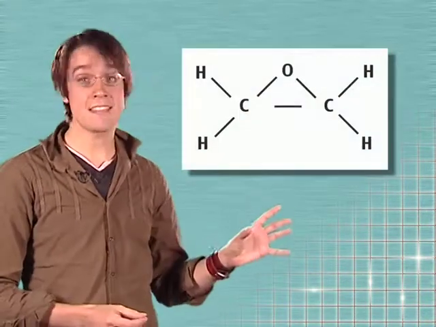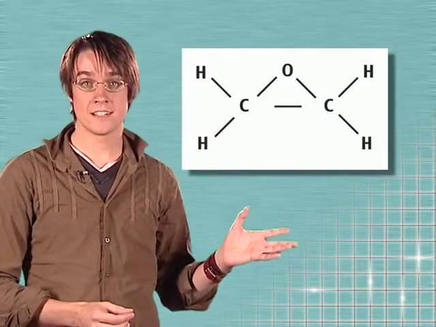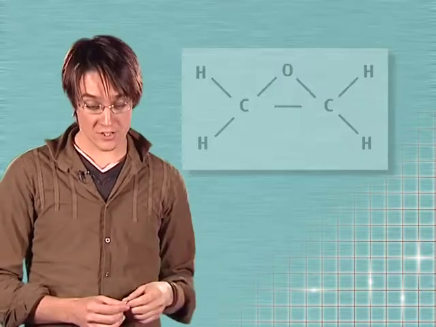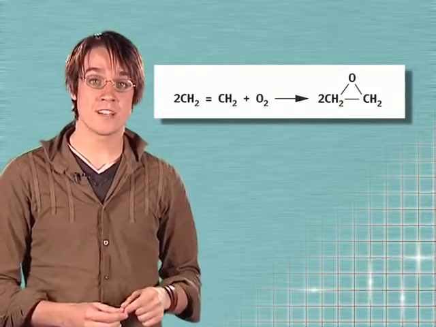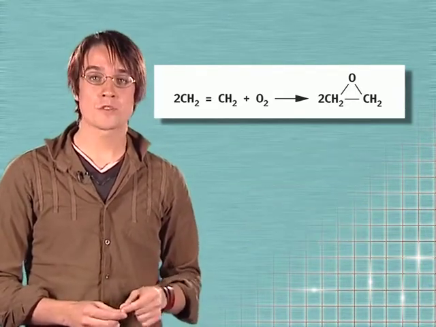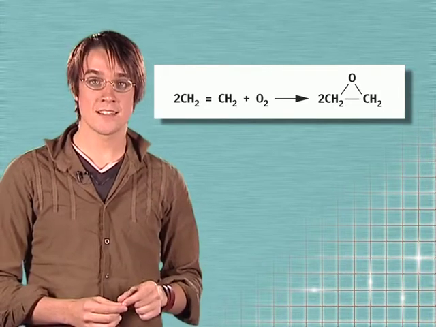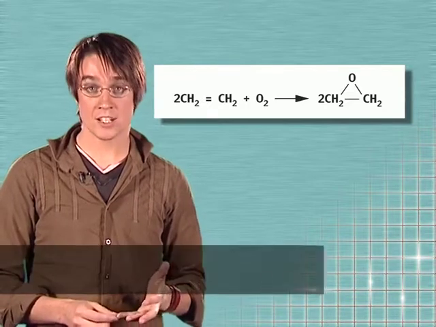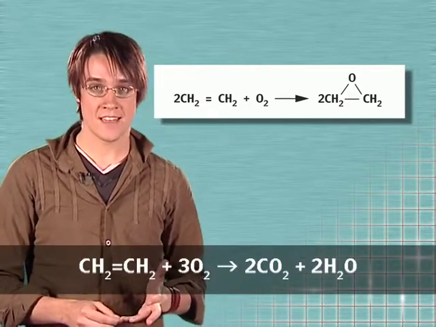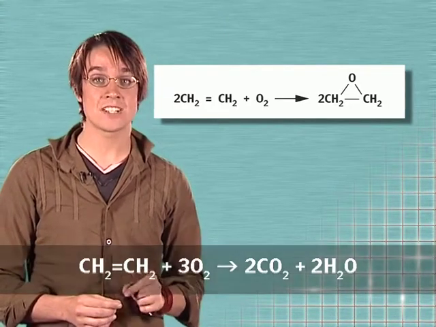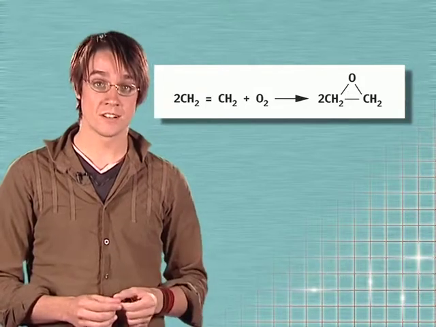Another important chemical manufactured from ethene is epoxyethane, a cyclic ether. It is produced by the partial oxidation of ethene with air, or oxygen. The conditions used to do this are a temperature of 250 to 300 degrees C, a pressure of 1 to 2 megapascals, and a silver-based catalyst. The main impurities are carbon dioxide and water from the complete combustion of ethene. A little 1,2-dichloroethane is added to act as an oxidation inhibitor and reduce complete combustion.